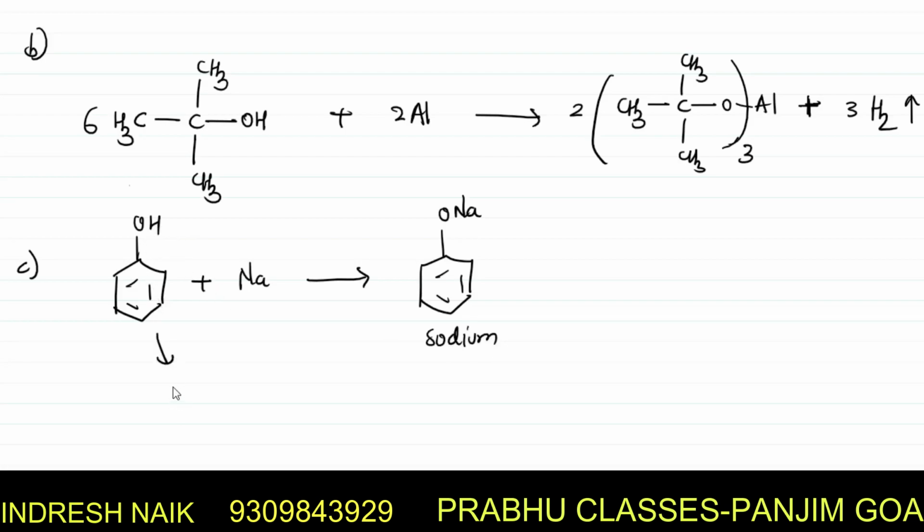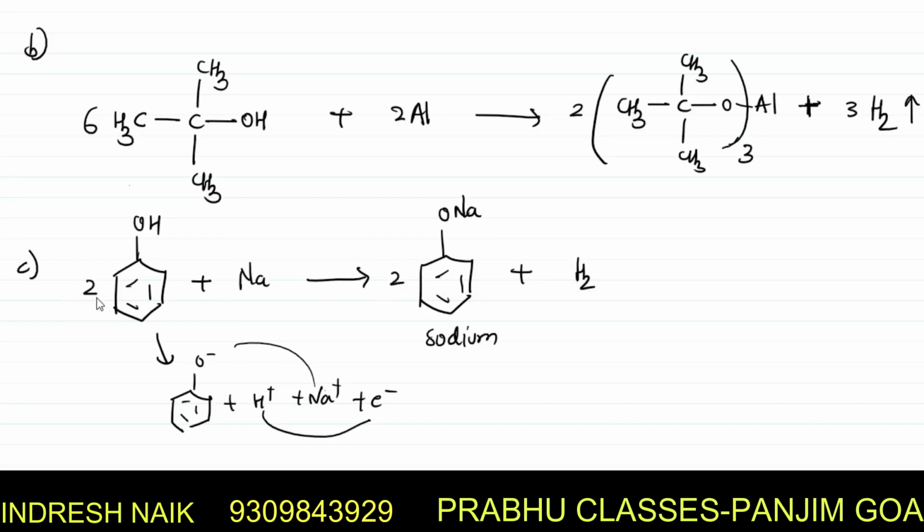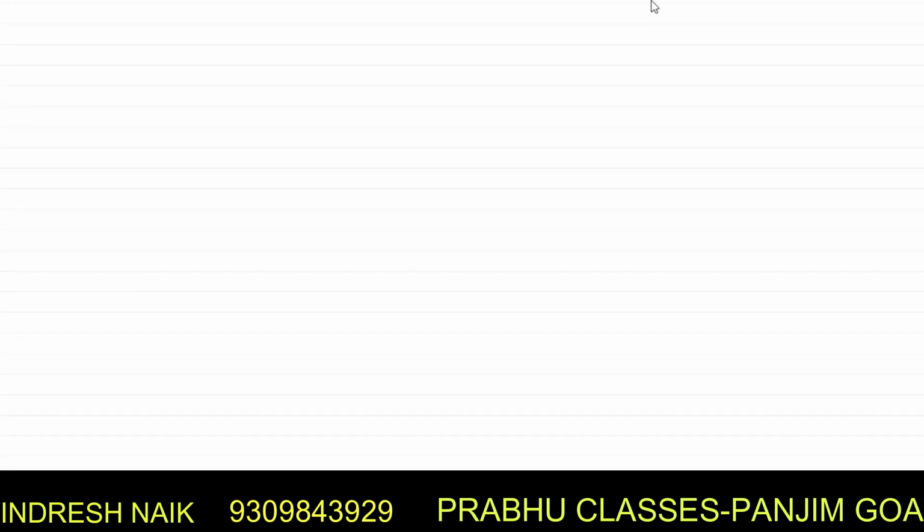Like in the intermediate, this will be forming O minus and H plus, and this Na will change to Na plus, and there will be an electron due to Na. So always this is going to combine and this is going to combine. And here hydrogen gas will be released. Let's put this 2 and 2 over here, and this also 2. Right? Sodium phenoxide. This is sodium phenoxide what you get. This also proves the acidic nature of the alcohol, and this alcohol means this is a phenol.